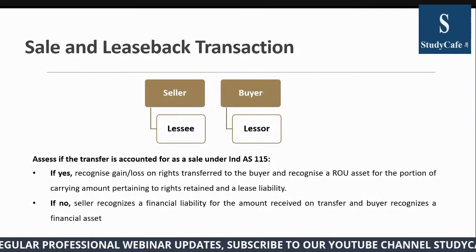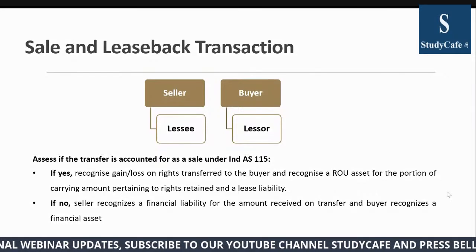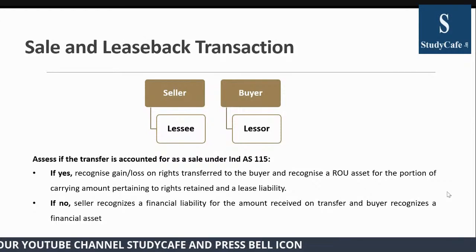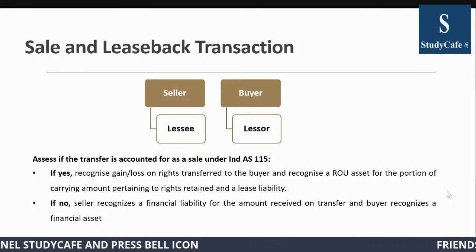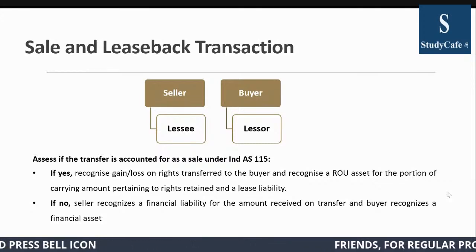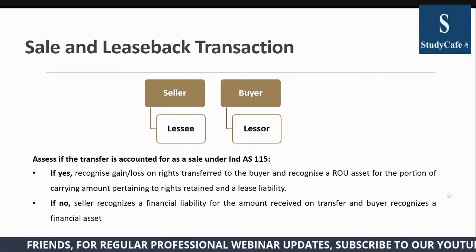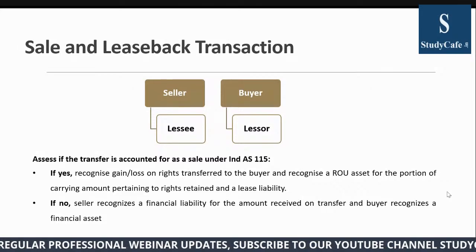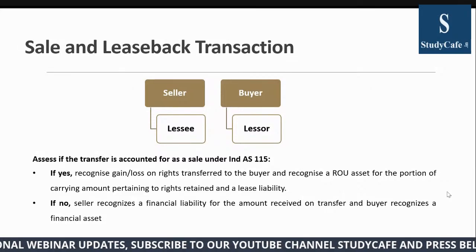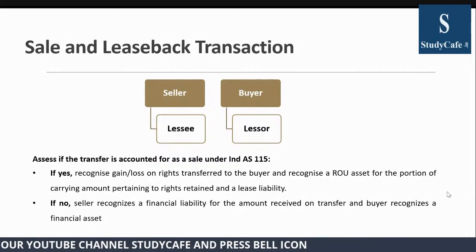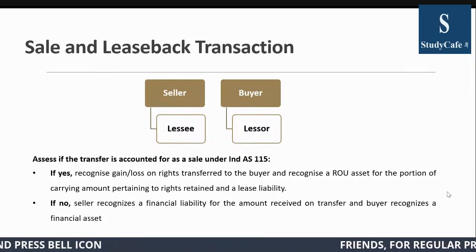But what if it's not a sale? If it does not qualify as a sale, in that case, the seller recognizes a financial liability for the amount received, and the accounting for the lease will happen as usual. And the financial liability will be adjusted from the lease payments that it makes, and the buyer will recognize a financial asset and will adjust the payments that it receives from the financial asset. So basically, it goes under Ind AS 109.